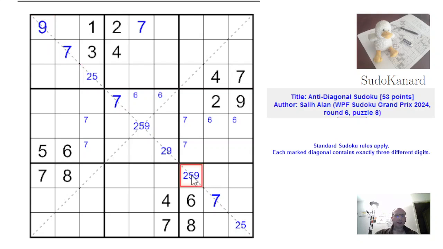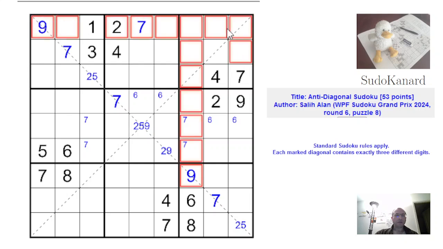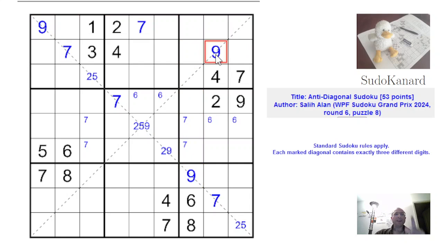So that 9 has to appear on this diagonal, so that has to be a 9. And then by Sudoku, this is also a 9. Oh, so 9 is on both diagonals. So 9 must be here at the crossroads. This is a 2. So this is a 2, this is a 2. So this diagonal is done.